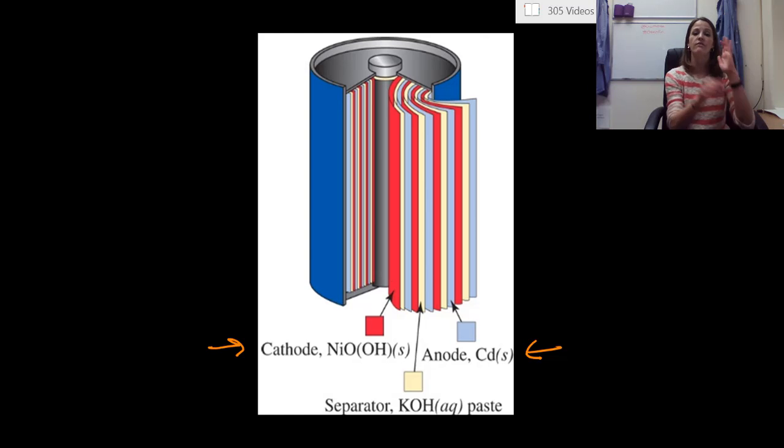And so what you see is you have very, very thin layers of electrodes that are layered on top of each other, one on top of each other, but they're separated. You have anode, then you have your electrolyte paste, which in this example is potassium hydroxide, which is your separator, and then you have your cathode. So three things just repetitive over and over again. You've got your anode, your paste, your cathode, anode, paste, cathode, over and over again, which allows for maximum surface area and a beautiful transfer of electrons.